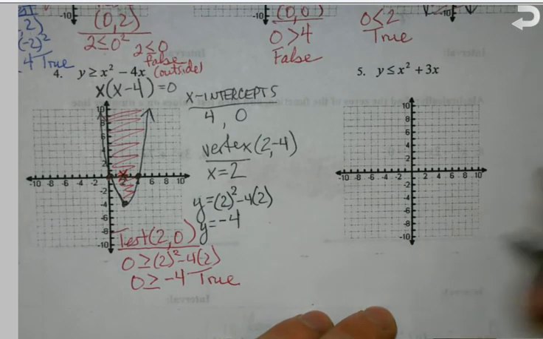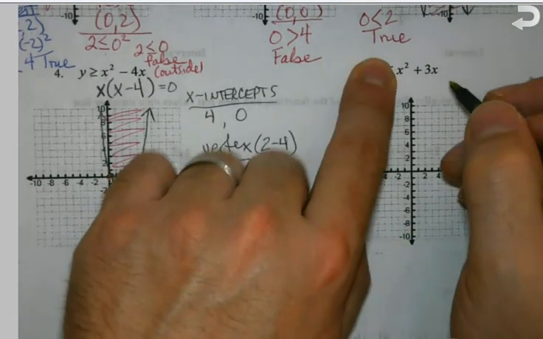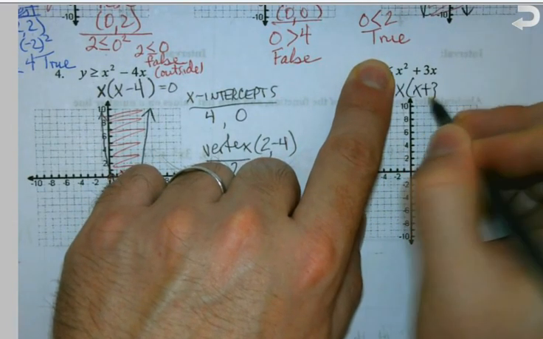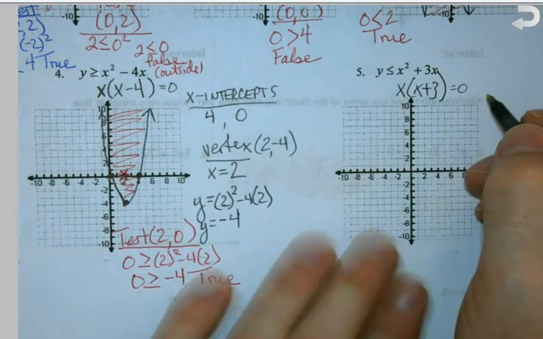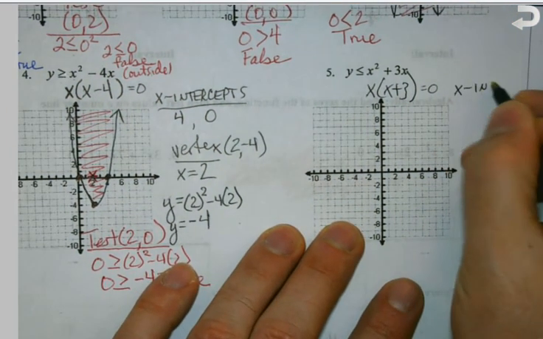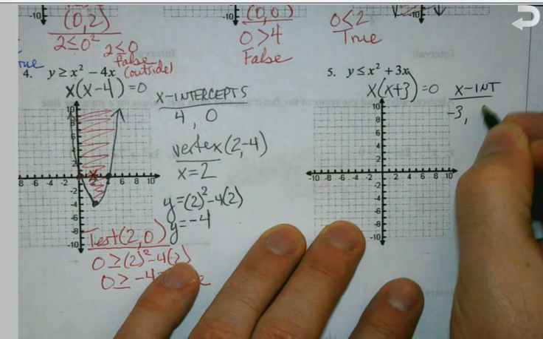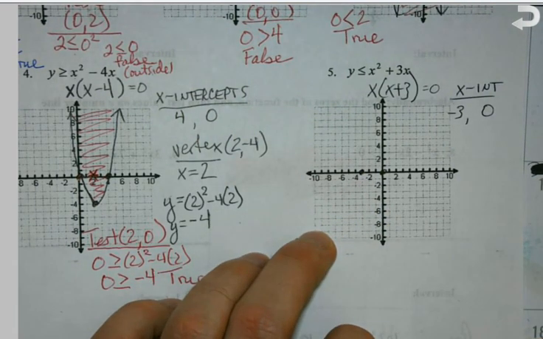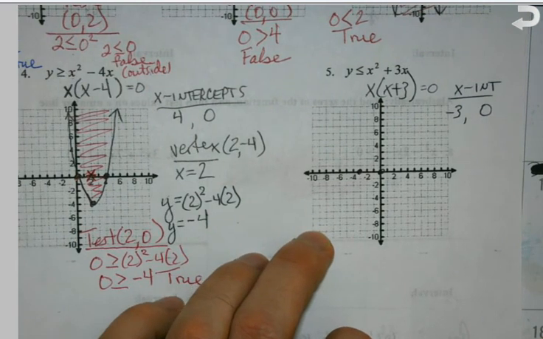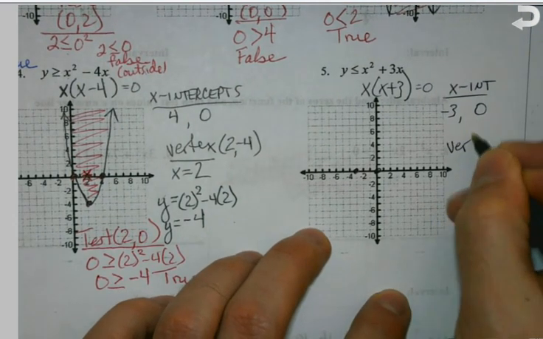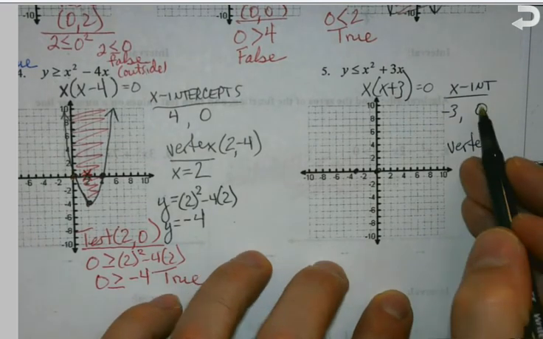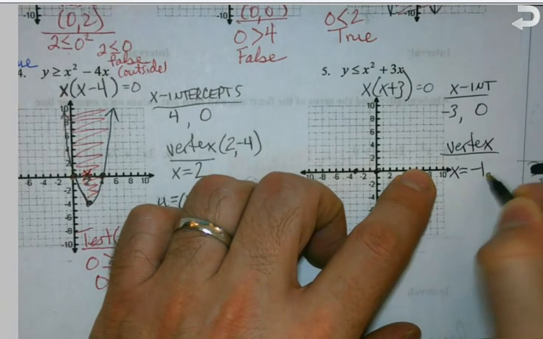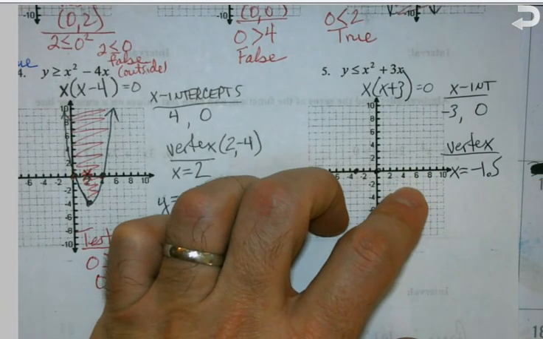We do. We do. What's this look like factored? X plus 3. So what are my intercepts? Okay, so my x-intercepts are at negative 3 and 0. They're like, ooh, this isn't going to be nice. Okay, my vertex, and again, you can either count to the middle, or you can always add your intercepts together and divide by 2. So basically, you're finding a midpoint. So my x value is negative 1.5.